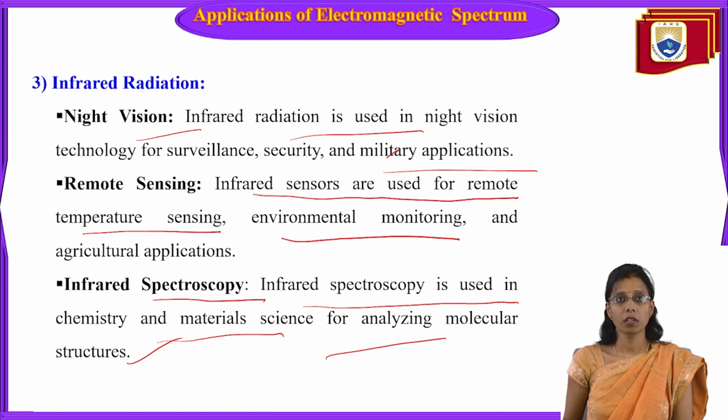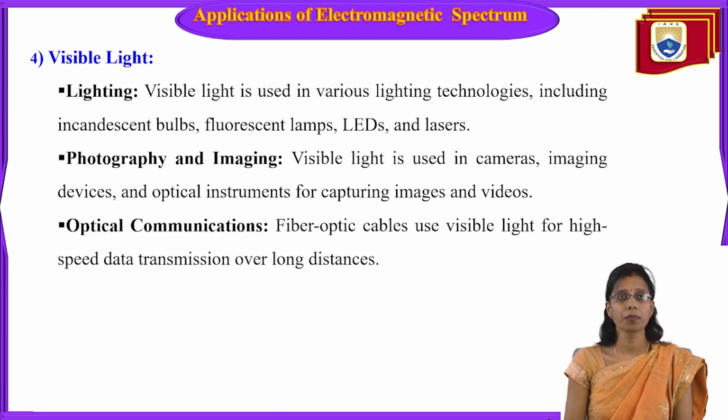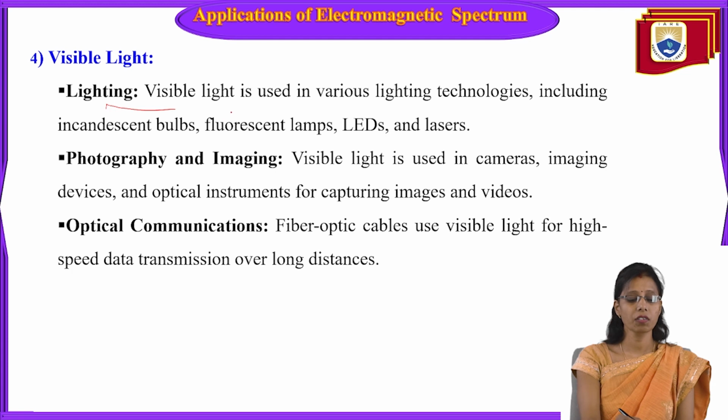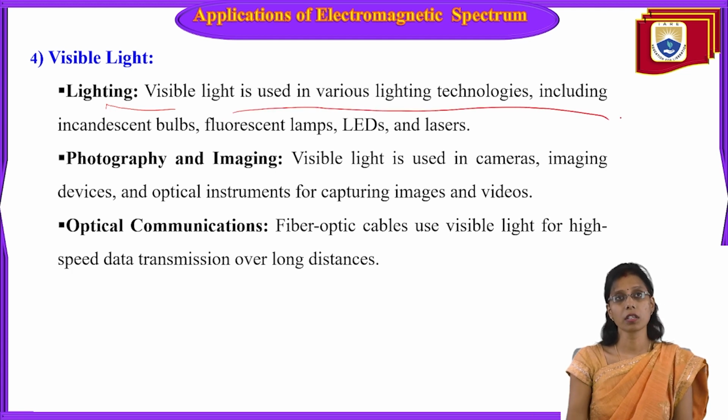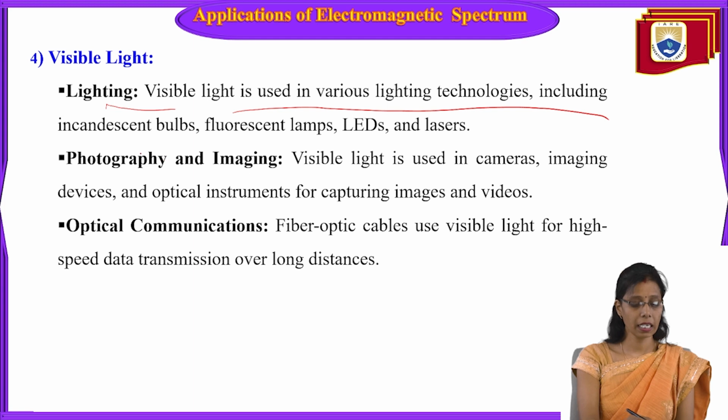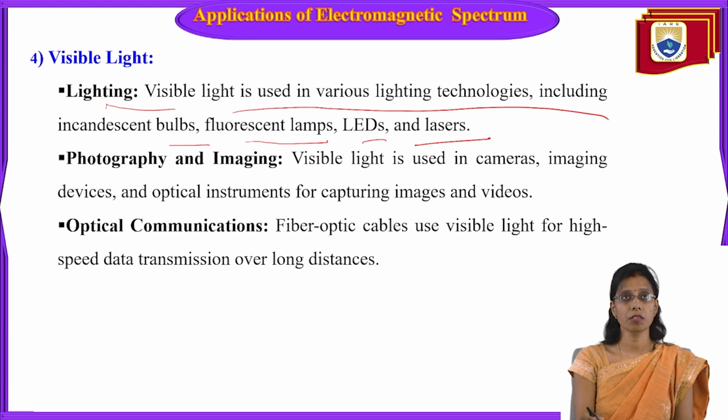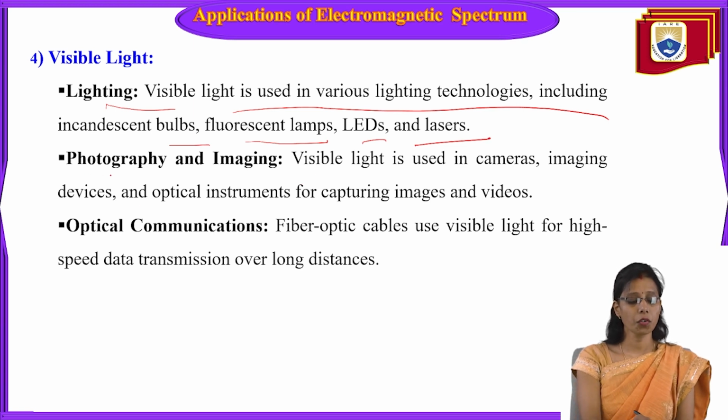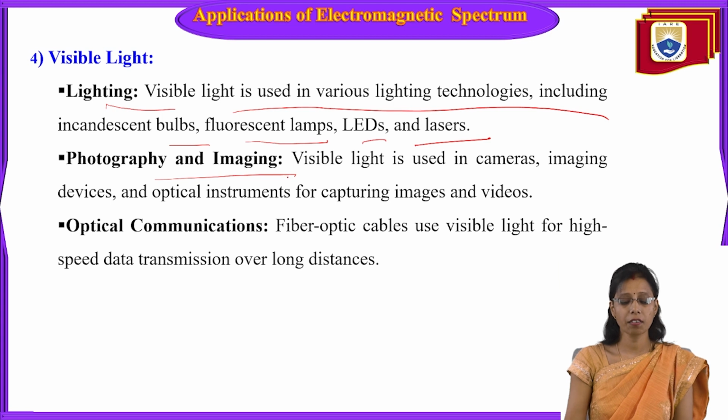Next, when we talk about visible light, this is the portion where passive remote sensing is possible, and we have applications in lighting. Visible light is used in various lighting technologies, including incandescent bulbs, fluorescent lamps, LEDs, and lasers. And for photography and imaging, we use visible light. Visible light is used in cameras, imaging devices, and optical instruments for capturing images and videos.